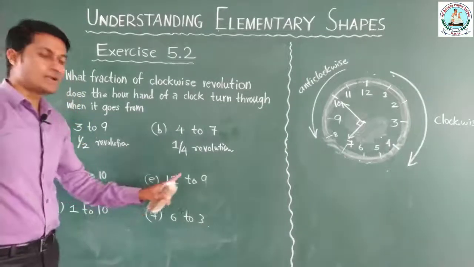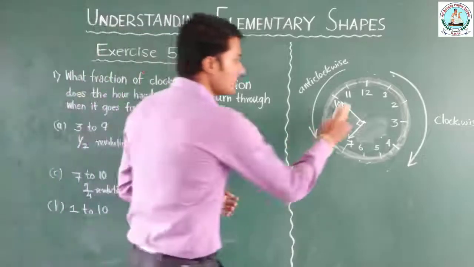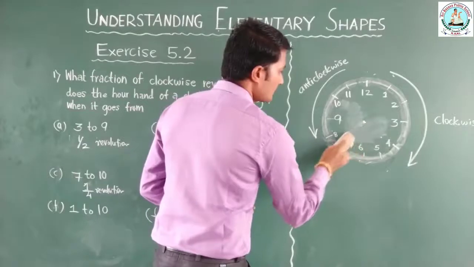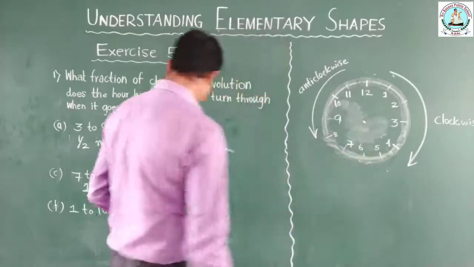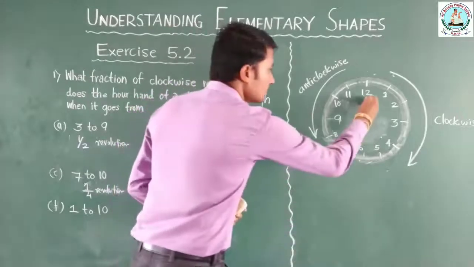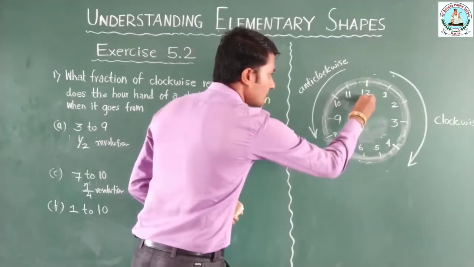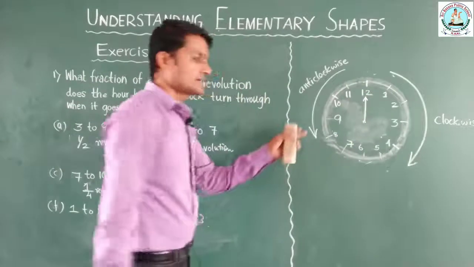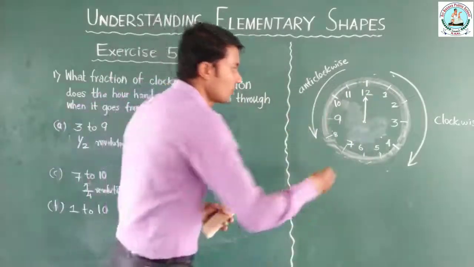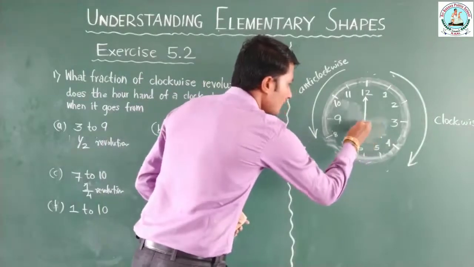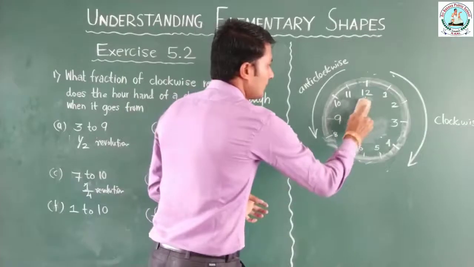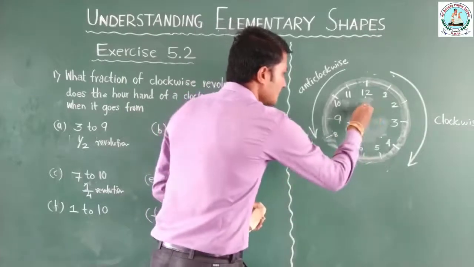Next, 12 to 9. So your starting point is 12, and your end point is 9. Okay, let us mark them. 12 to 9. So this is your starting point. You can see that the length of the hour hand is looking so long, but let it be, no problem. So let us make both equal, then there will be no confusion at all.